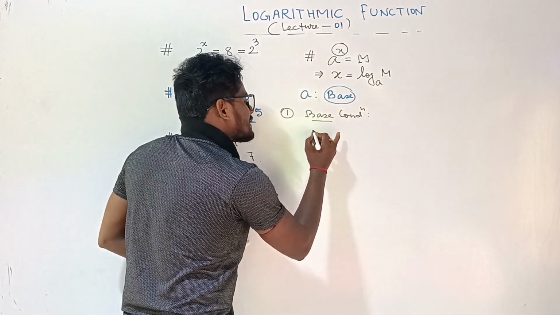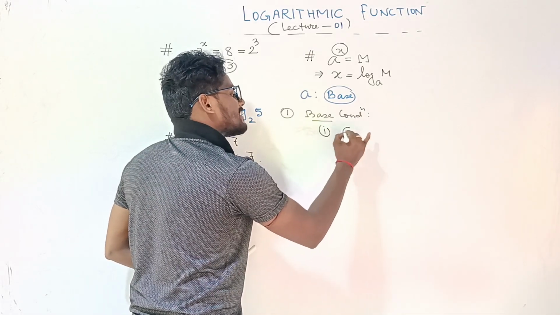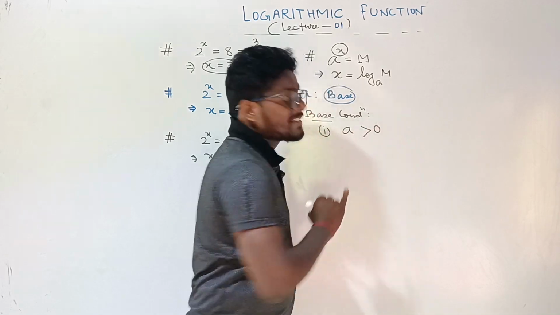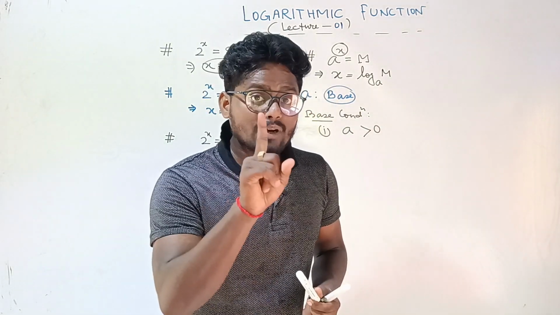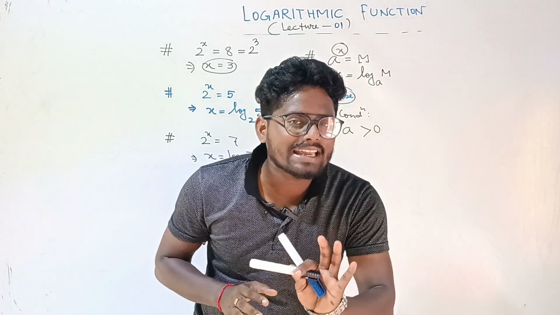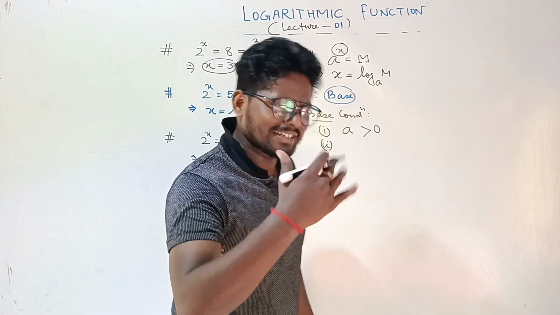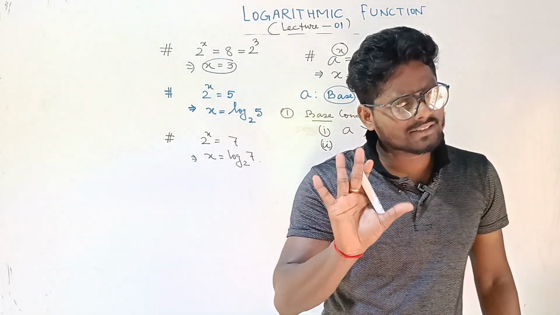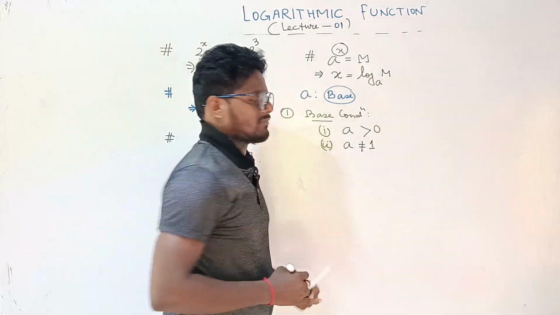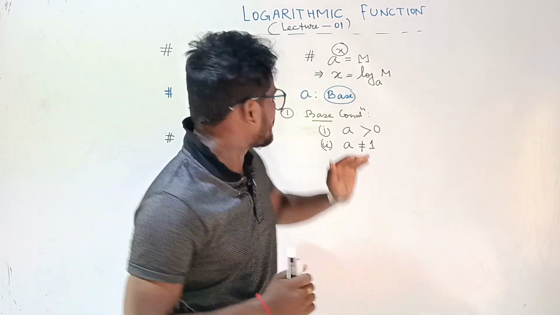What is the base here? Base is a. This base must be greater than 0. That is the number one condition on base. Base must be greater than 0. And number two: but a cannot be 1. a cannot be 1. So this is the base condition.